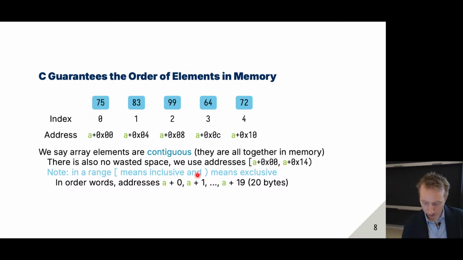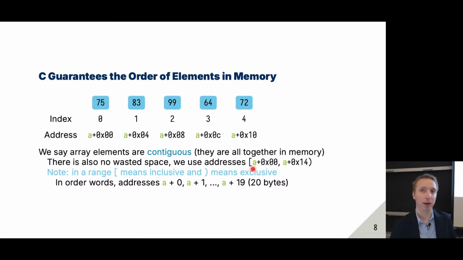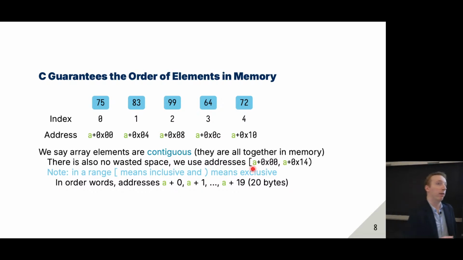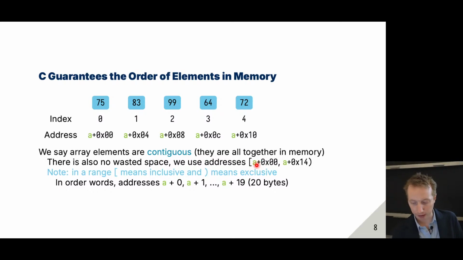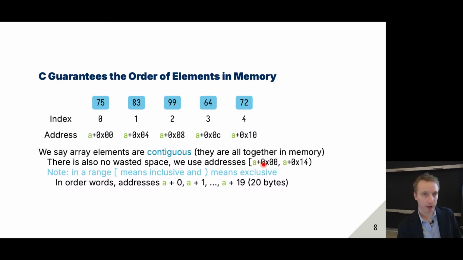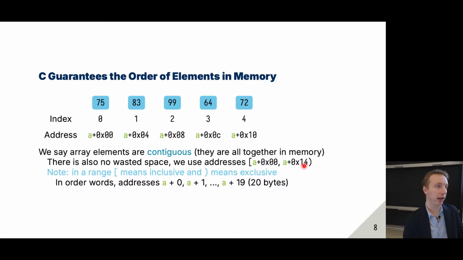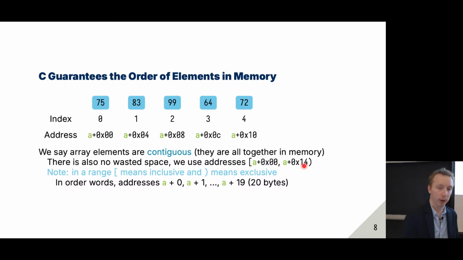So in this case, there's no wasted space. We have 5 integers, and each integer is 4 bytes. So in total, we have 20 bytes, and we use just 20 bytes in memory in a row. That would be the addresses A plus 0 all the way up to A plus 14 in hex, which is just how you write 20.